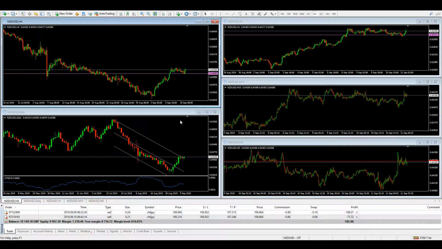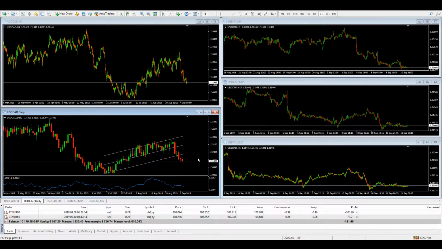NZDUSD, bearish. Some nice resistance here, but I think these lines I've put in from yesterday, it's just finding crazy support here. I'd want it to break lower than that support first of all and start producing lower lows, lower highs on our lower time frames before considering shorts on this. And there's probably better setups out there. So pass on that for today.